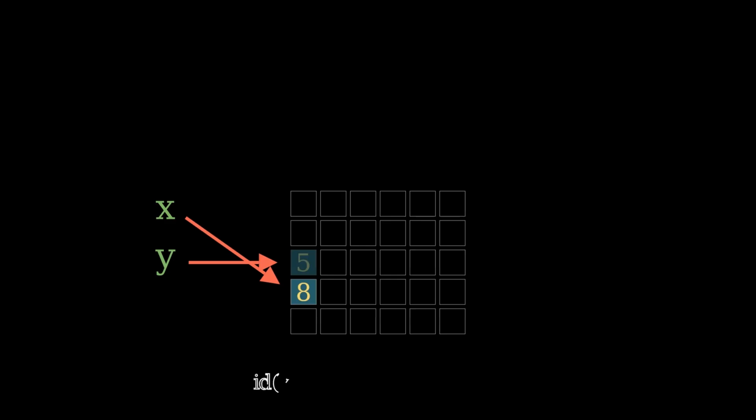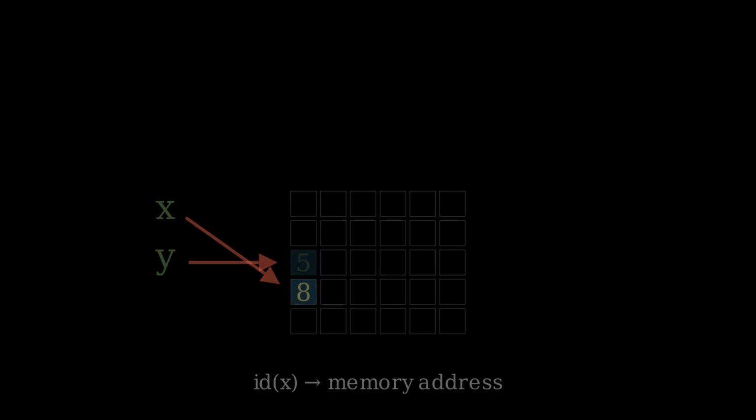Every object in Python has an identity. You can think of it as its address in memory. When you call id of x, you are asking, where does this object live? And when x changes, its identity changes too.